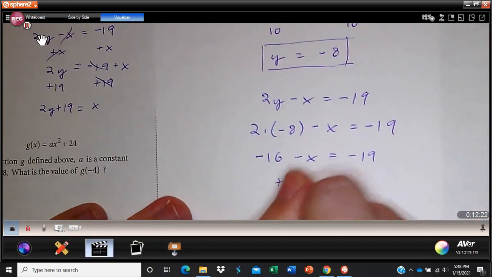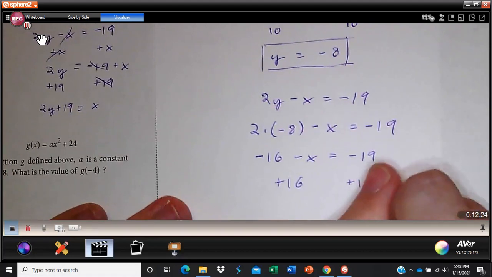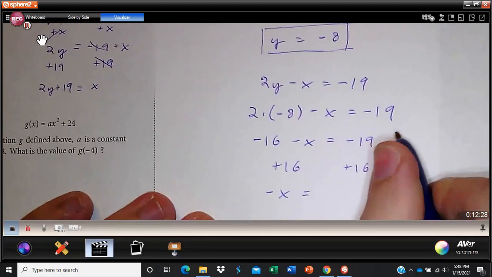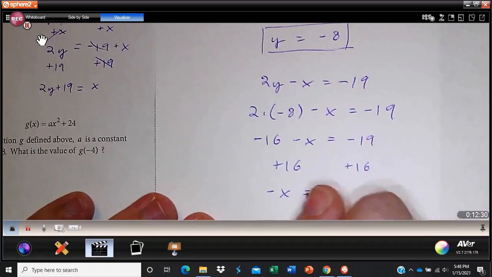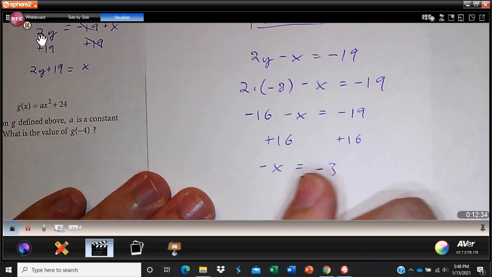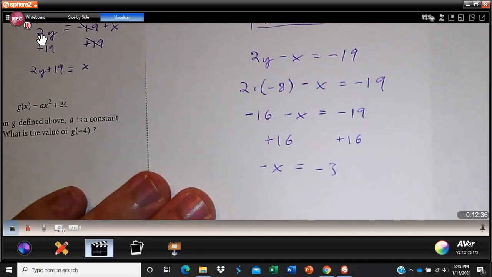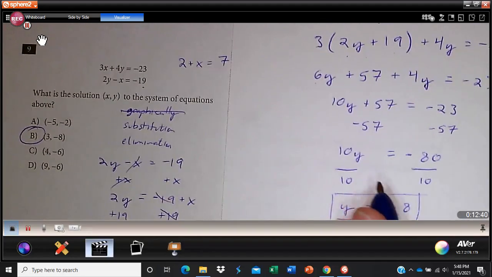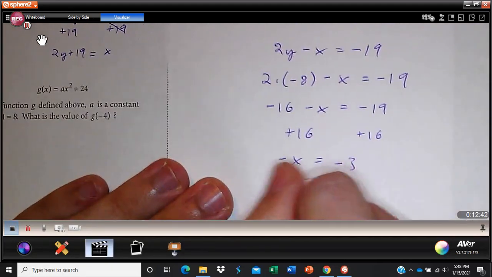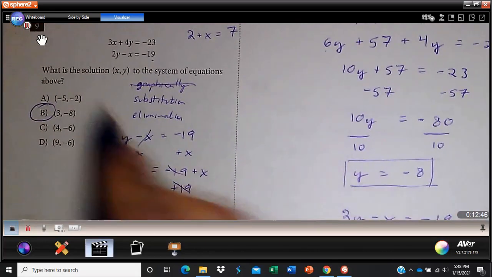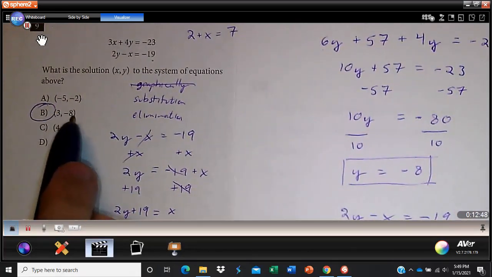I'm going to add 16 to the left-hand side. I'm going to add 16 to the right-hand side. I'm going to get negative x. And then negative 19 plus 16, that's minus 3. And now I have to negate both sides, or multiply both sides by negative 1. Think of it either way. And x is equal to 3. So x is equal to, let me box that. Since I boxed y, I'll give x the prestigious value of being in a box. So x value is 3, the y value is negative 8.